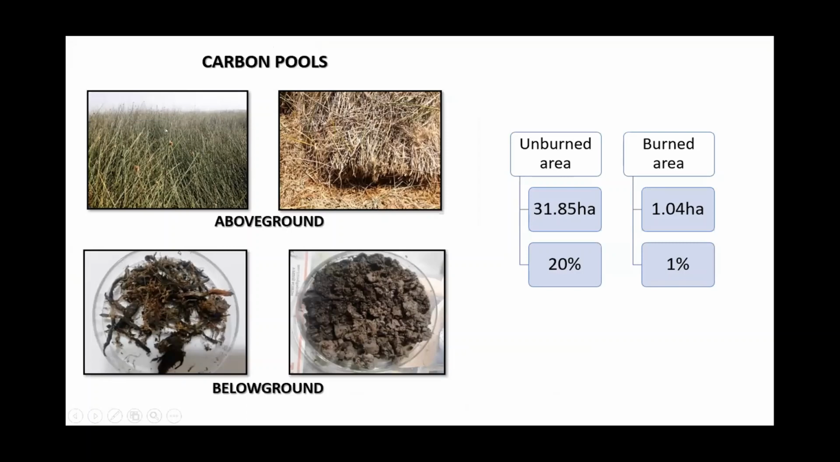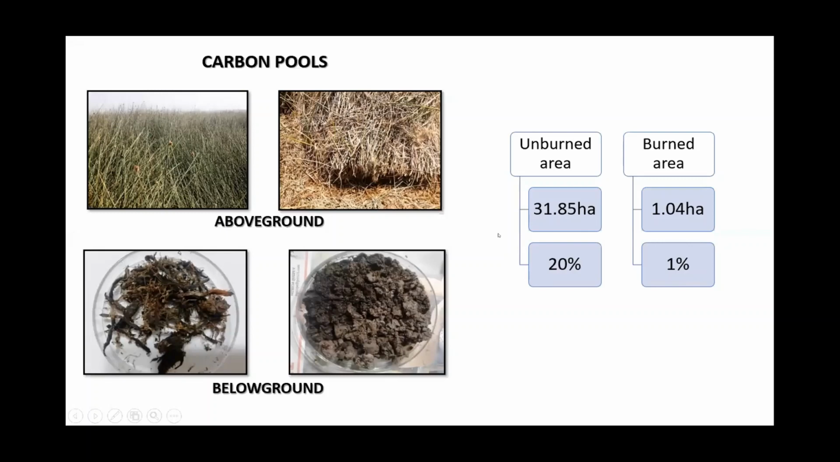So as you can see in this picture, this is the living biomass. This is the litter biomass, which we found a very huge amount of, in the burned area. And this is the roots, rhizomes, and this is the soil matrix that we estimated carbon.